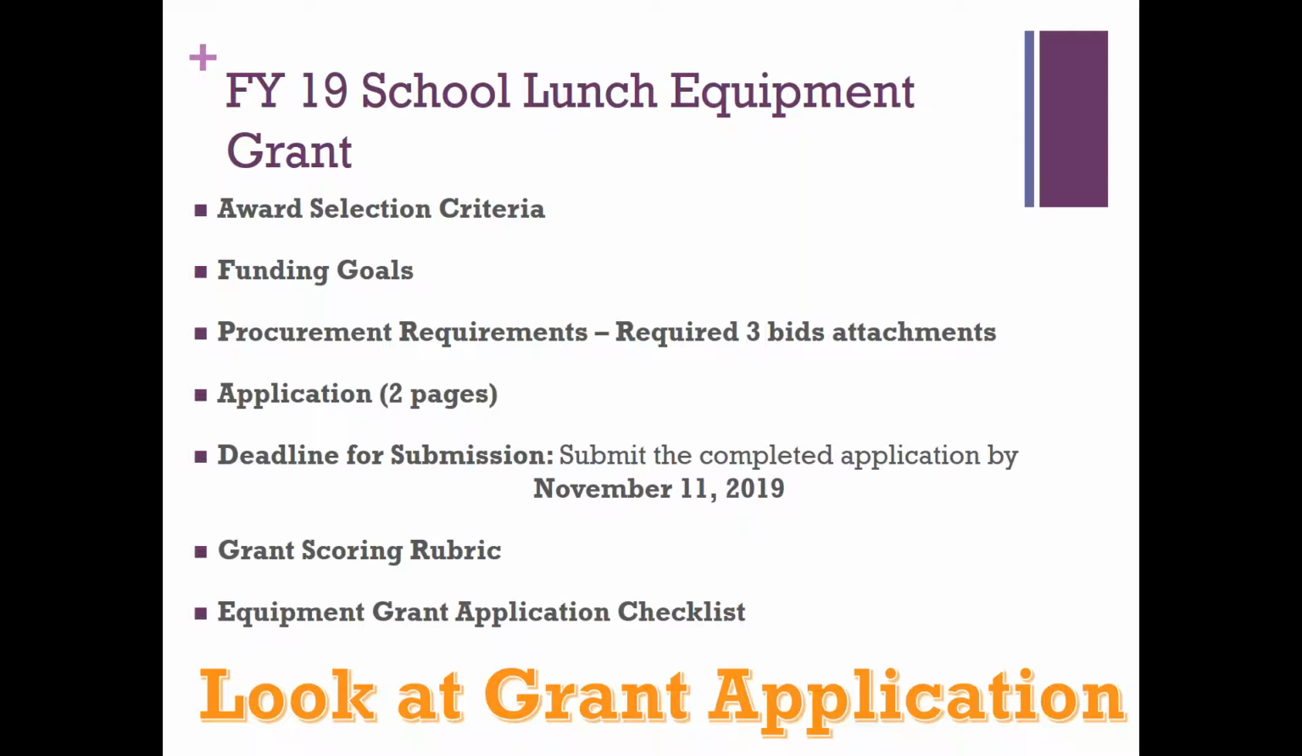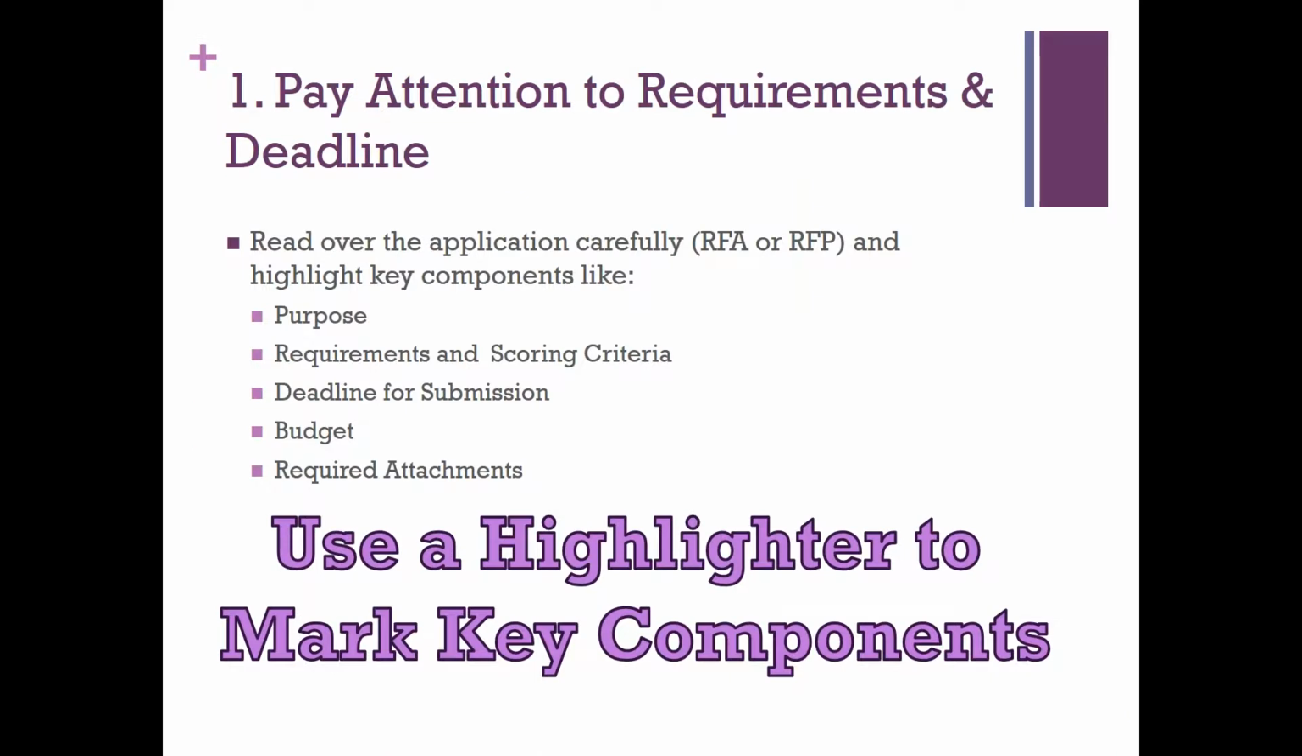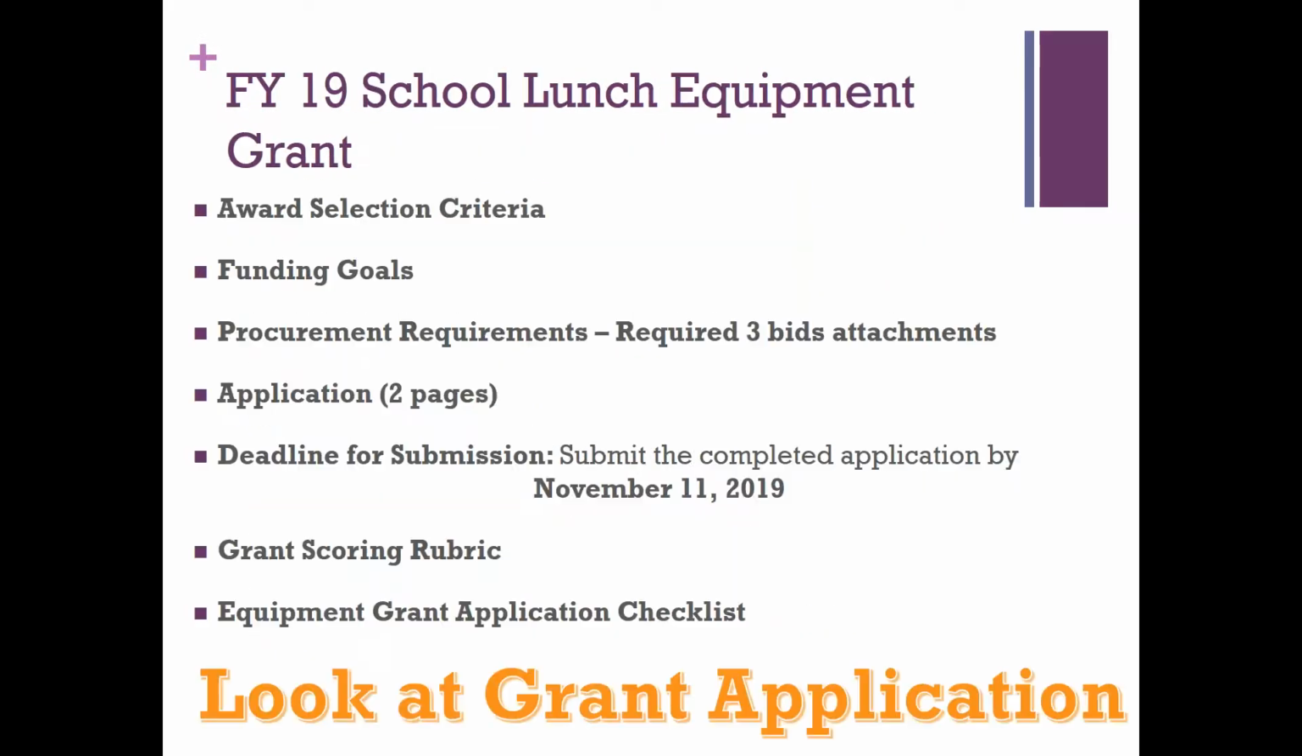That spells out the points for each section of the grant. So you can tell if something's worth 30 points, you really want to spend more time on that section than if it's only worth 5 points. And then some grant applications do provide what they call a grant application checklist. And in this one it does. It's a really helpful tool to ensure that you submit a complete grant. Because if you don't submit a complete grant, sometimes you're knocked out right away.